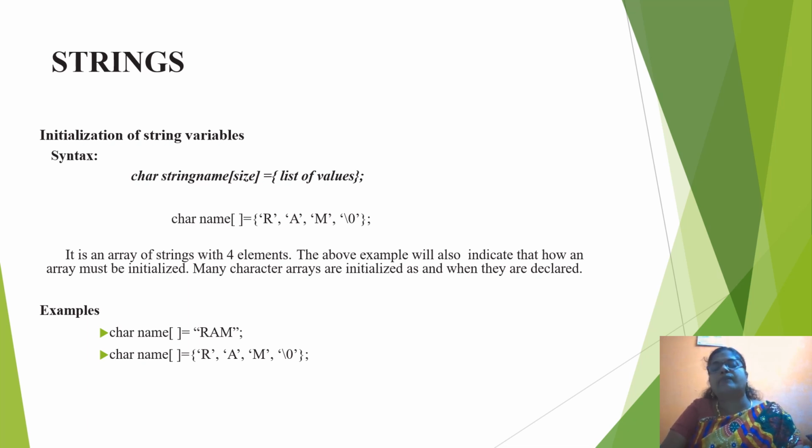The above example also indicates how an array must be initialized. Many character arrays are initialized as and when they are declared. Example: char name[] = {...'\0'}. So the null character terminates the string.